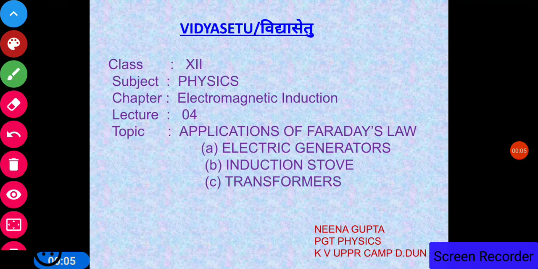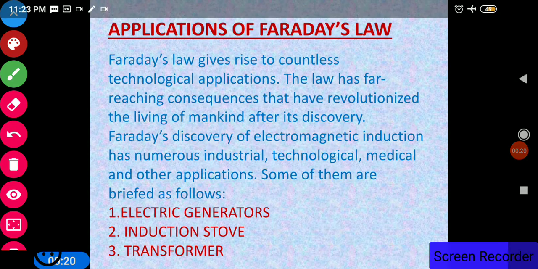Today's lecture is from the chapter Electromagnetic Induction. In today's lecture, I am going to cover the applications of Faraday's law, electric generators, induction stove, transformer. So let us discuss one by one.